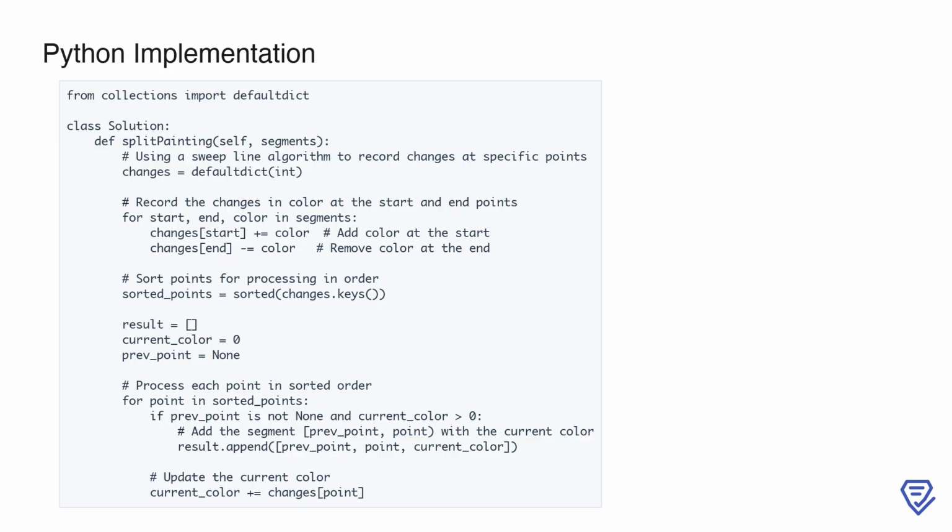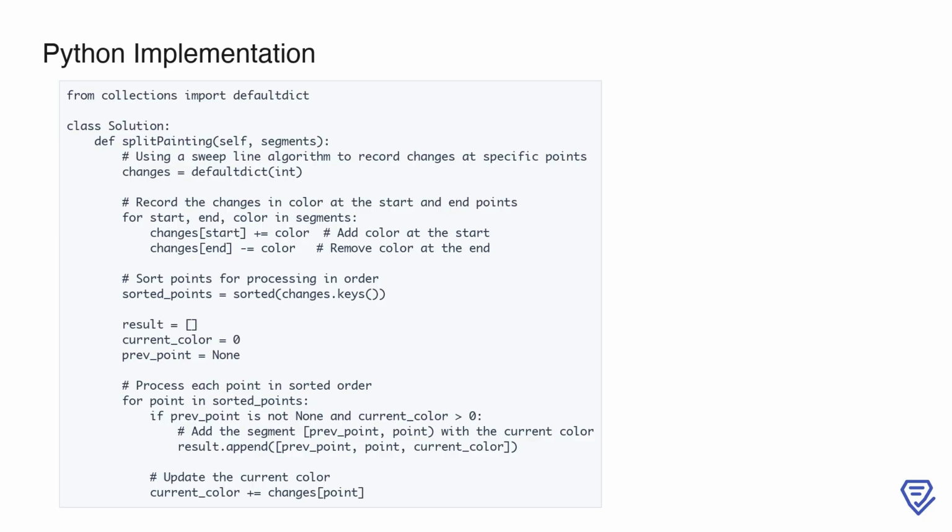The key idea is to use a sweep line algorithm to track the changes in color at specific points. To accomplish this, we initialize a defaultdict named changes to store how the color values change at different points. For every segment in the input, we increment the color value at the start point and decrement it at the end point. This way, we mark where a color begins and ends. After processing all segments, we sort the keys of the changes dictionary to process the points in ascending order. This ensures that we evaluate the segments in the correct sequence.